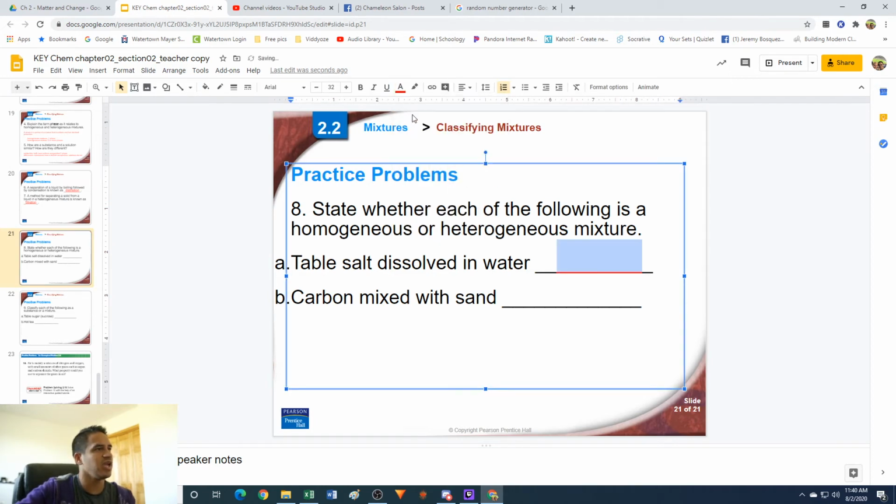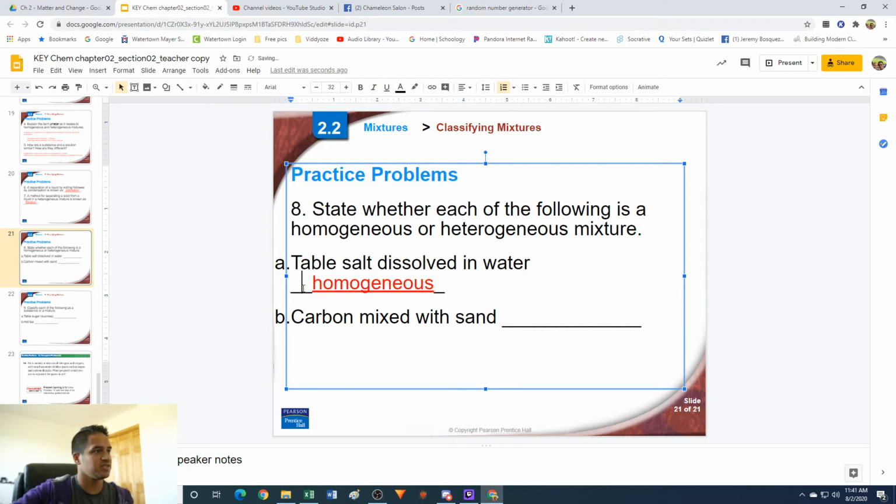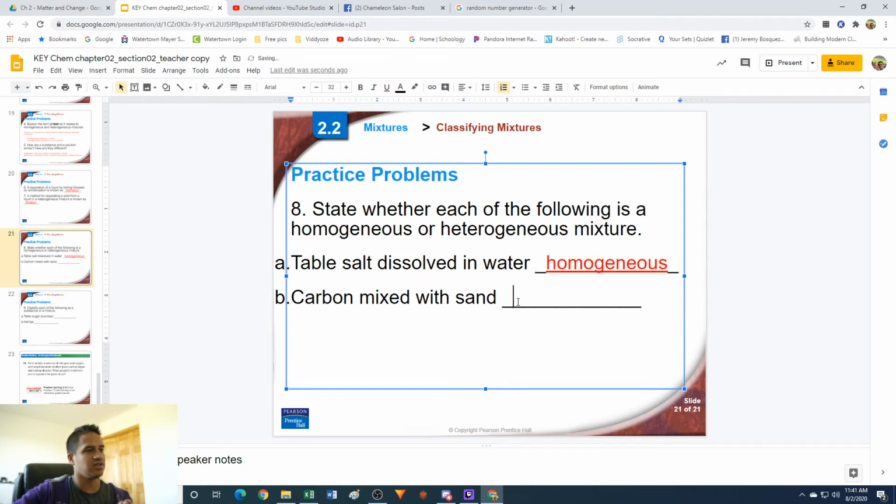So this is going to be a homogeneous mixture because even though the salt looks like it's gone, it's still there. And if you look at the water, you're not going to be able to see the salt. Okay, so it's just going to look like one clear liquid. So that's homogeneous. Carbon mixed with sand. So carbon is basically just like charcoal. Okay, it's just like black little clumps of stuff. And of course, we all know what sand looks like.